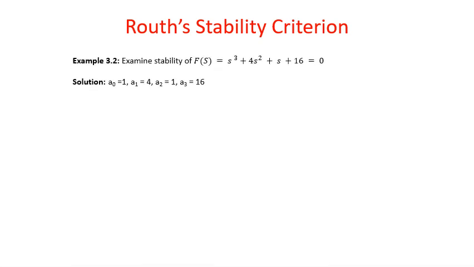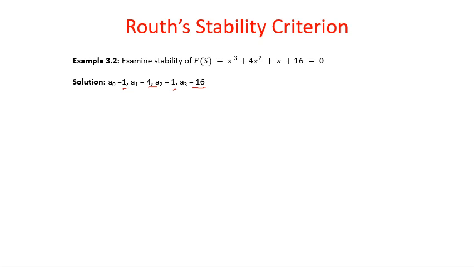Here in example 2, we are going to examine the stability of f(s) equal to s cube plus 4s square plus s plus 16 equal to 0. When we compare this with the standard general equation, s cube's coefficient is 1, so a0 is equal to 1. S square's coefficient is 4, so a1 is equal to 4, and s coefficient is 1, so a2 is 1, and s to the power 0's coefficient is 16, so a3 is equal to 16. So we got this.